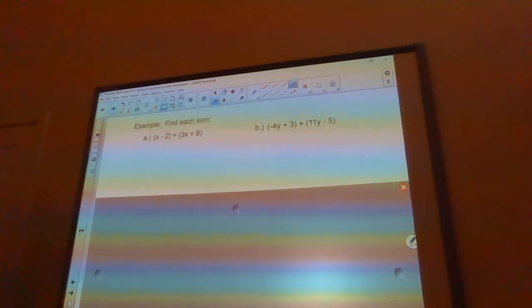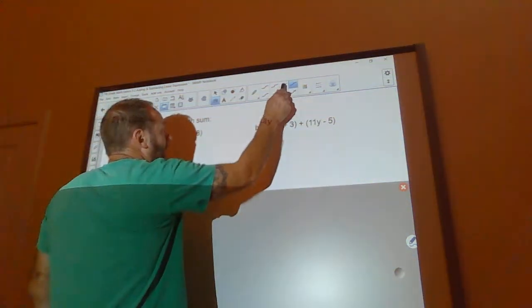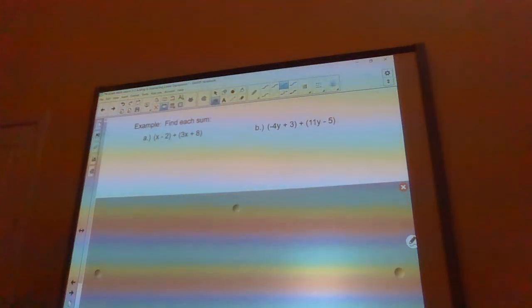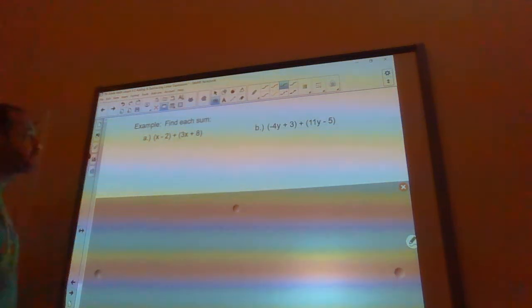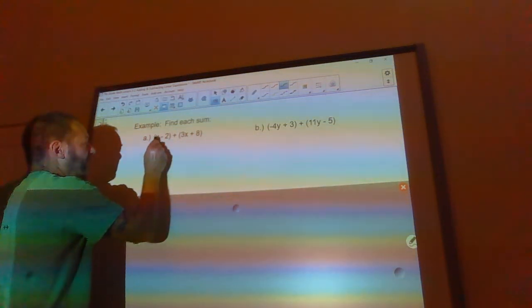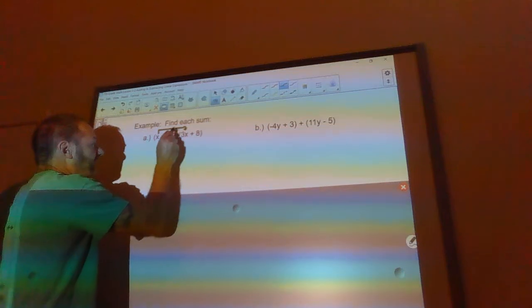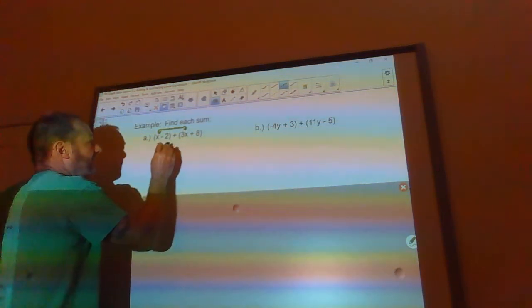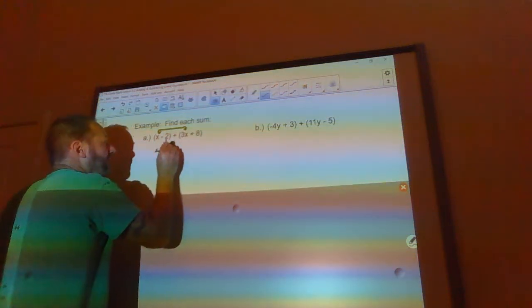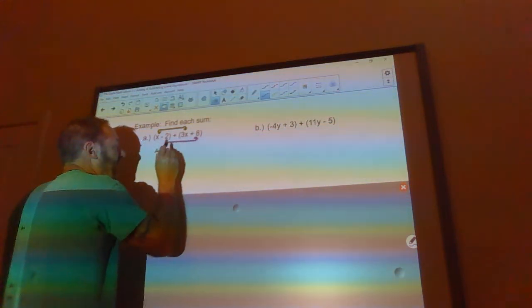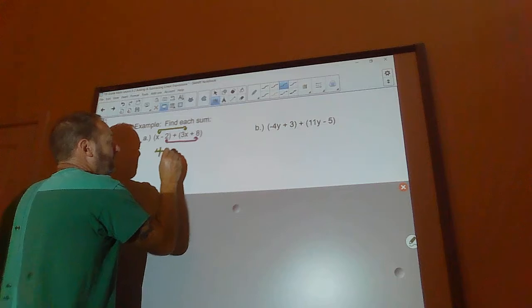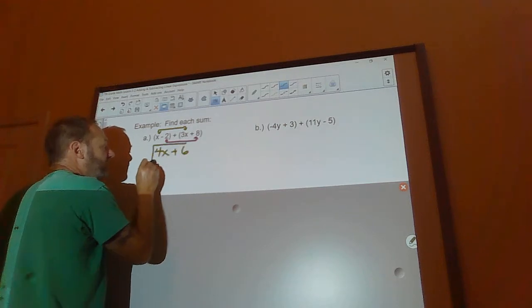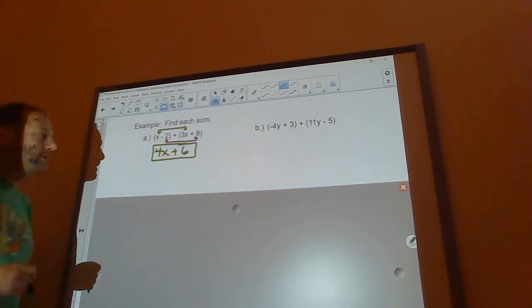Okay, find each sum. So this is really pretty easy. We've talked about combining like terms, and that's what we're going to do here. We're going to take the like terms, which would be x and 3x. We're going to add those together, and we get 4x. And we're going to take these like terms here, negative 2 and 8, and add those together, and we're going to get plus 6. So this is 4x plus 6.